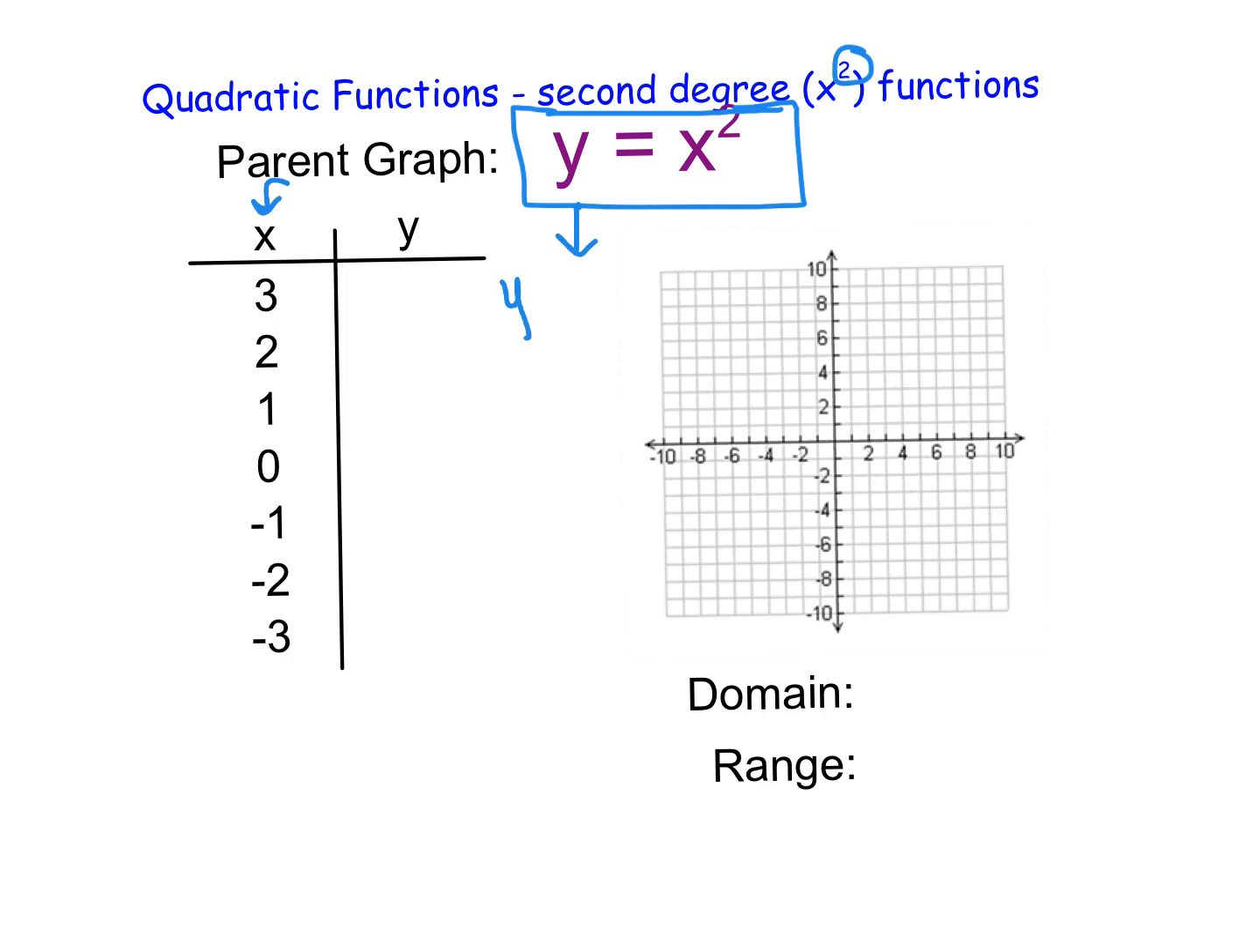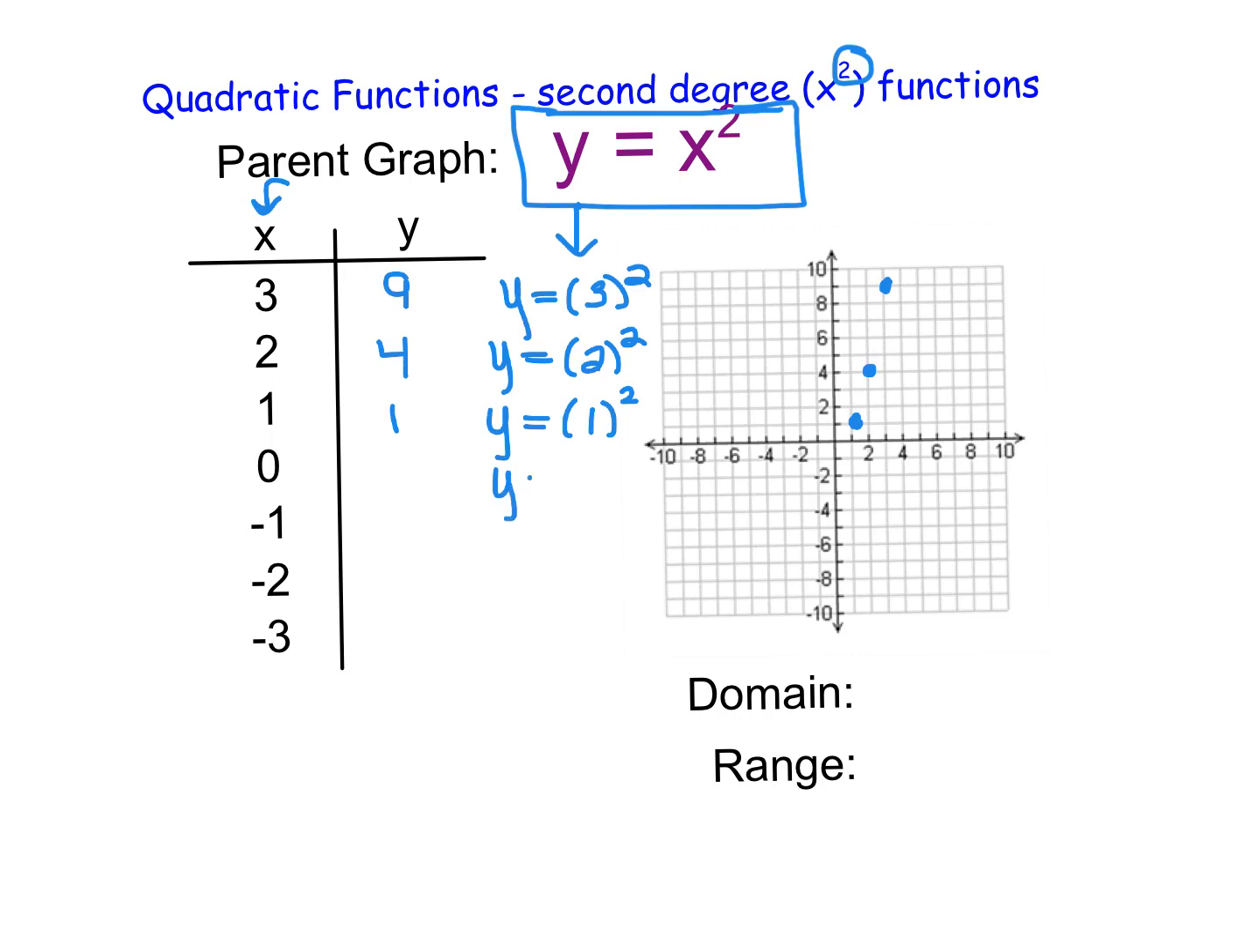So we have y is equal to 3 squared. Well, I know 3 squared is 9, so that would become 9. So I go to my graph, and I graph x is 3, y is 9. Then I go to my next one, y is equal to, x is now 2 squared. So that becomes 4. So I go to x is 2, y is 4. Then I go to the next one, y equals 1 squared. So we have x is 1, y is 1.